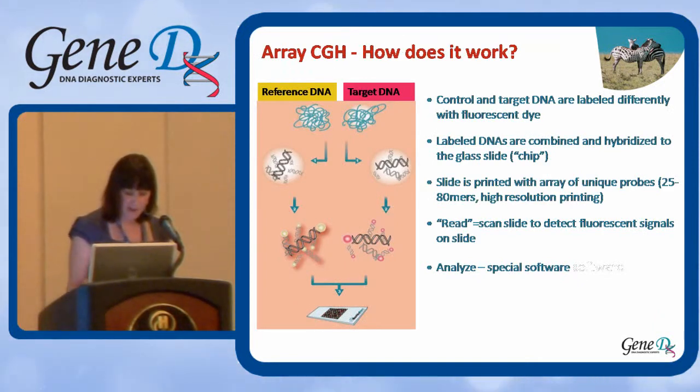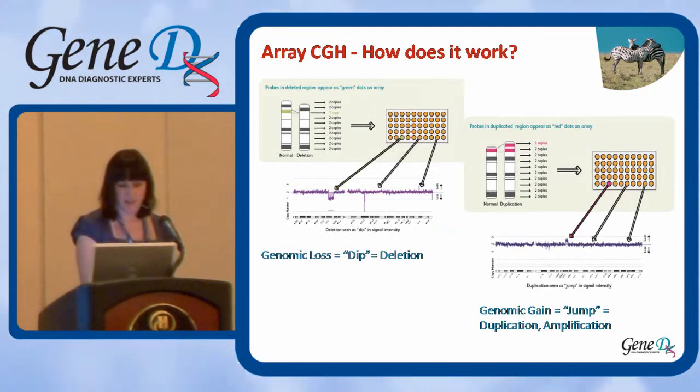Okay, so the array CGH techniques, I think pretty much everyone here is familiar, but just as an introduction, it works by applying differently labeled fluorescent dyes to patient and control DNAs and hybridizing them together on a slide custom printed with unique probes, and scanned to detect the fluorescent signals on the slide. Just to show the basic images of the results: where you see signal intensity dip, that would represent a chromosomal deletion, and when you see the genomic gain or jump, you're looking for a duplication or amplification.